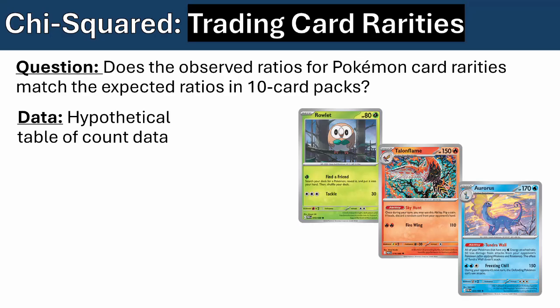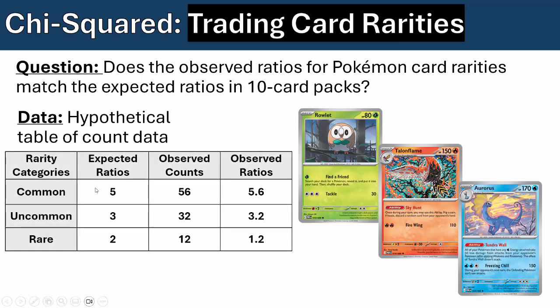There's common cards, uncommon, rare cards, and say maybe the pack claims that you should have expected ratios of 5 common, so half of them should be common, to 3 uncommon, to 2 rare, and the rares are probably the ones you want more. But then say I open 10 card packs, I get these observed counts, I can turn those into ratios, and I see here that my observed ratio of rare cards, the more desirable ones, is only 1.2. That seems a lot lower than 2. How many samples do I need to actually take to test for sure whether or not my ratios are significantly different from the expected ones?